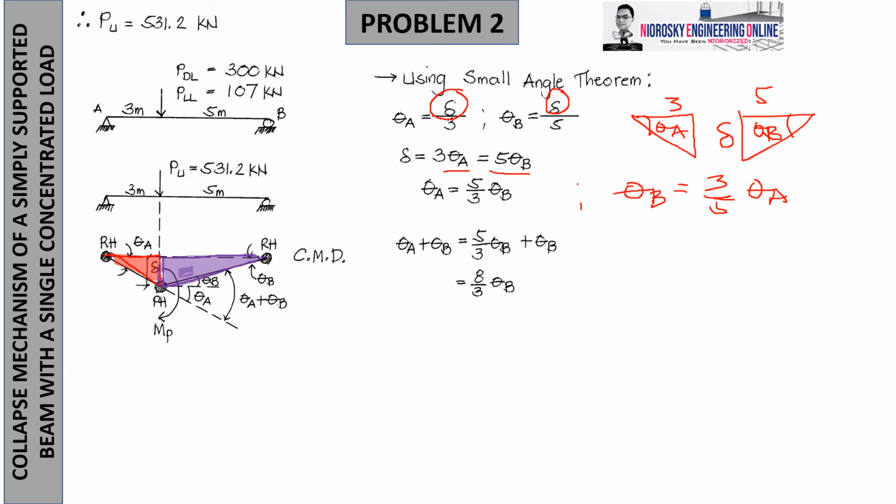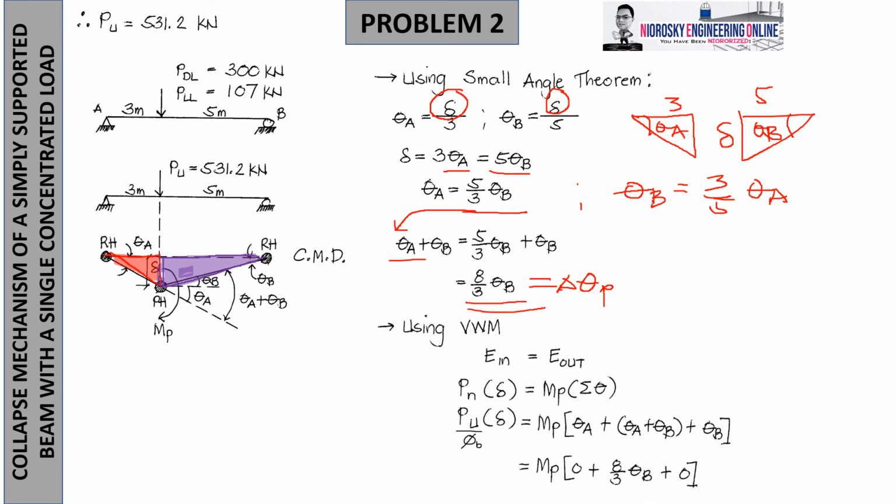And then for the plastic deviatoric slope, the sum of the adjacent angle, which is 5/3 theta B plus theta B equals 8/3 theta B. Kasi theta sub A is interpreted as 5/3 of theta B. So, naka-plug in lang yan sa loob. So, notice that the delta theta P is 8/3 of theta B, no? And then finally, energy in is equal to energy out. So, same concept sa pag-calculate.